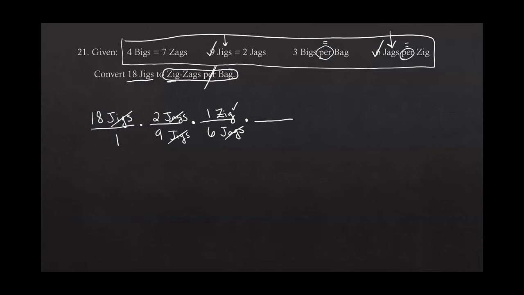Okay? So let's say we're looking for the zags. If we look at the equivalencies that we have left, only one of them has zags in it, right here. So we're going to put that in there. We're just going to force it in there, essentially. We know we want it in the top, so we're going to put the 7 zags on the top. Now you can see in the top we have zig zags like we want. From our equivalency though, that 7 zags is equal to 4 bigs. So I have to put the 4 bigs on the bottom here.